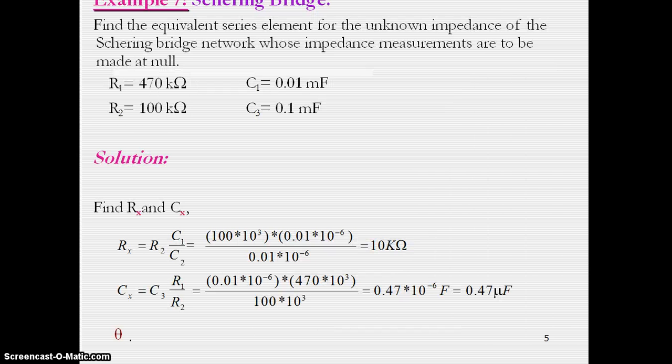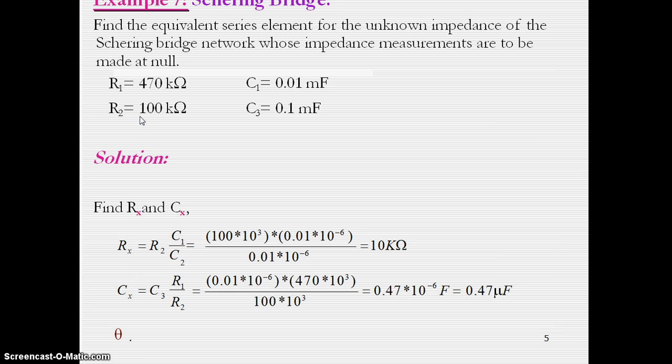Problem based on the Schering bridge. Find the equivalent series element for the unknown impedance of the Schering bridge network whose impedance measurements are to be made at null position. The resistance R1 is 470 kilo ohm. Resistance R2 is equal to 100 kilo ohm. C1 is equal to 0.01 microfarad and C3 is equal to 0.1 microfarad.